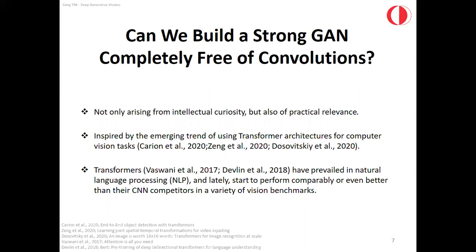The universal model is transformers. That's why they use transformer architectures for the computer vision tasks. Also, it has had a real impact in the NLP community.